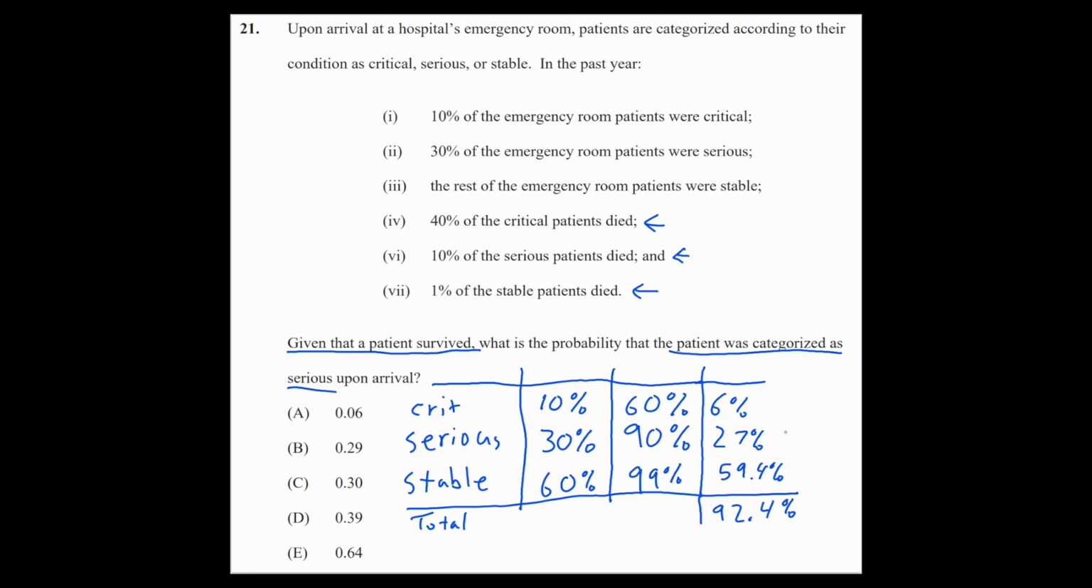What we're going to do is take this 27% and divide it by this 92.4%. So 27% divided by 92.4% is going to be equal to 29%. And that is going to be our answer B.